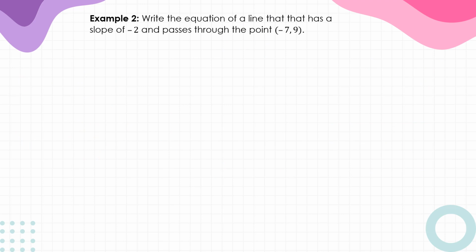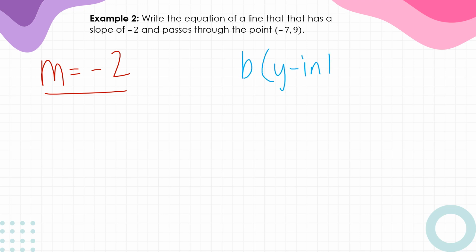Example 2, similar situation. We need to write the equation given this information. So I need to write the equation of a line that has a slope of -2 and passes through the point (-7, 9). So in order to write the equation in slope-intercept form, I need the slope, which I have in this case. I don't need to use a formula. The slope is -2. Okay, and then we need b, which is the y-intercept. Now, I don't have that because this point is not the y-intercept.